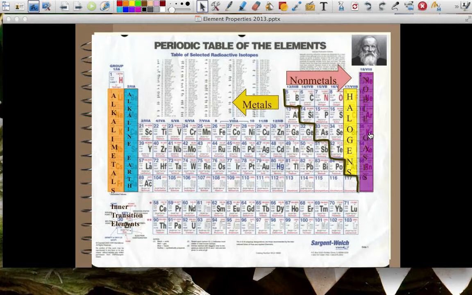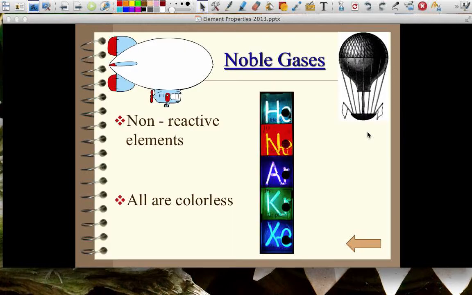If you remember, we said they're noble. They don't want to react with anything. So this basically makes this group non-reactive elements. They prefer to be by themselves. They don't like to bond.